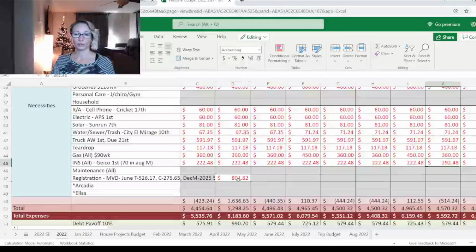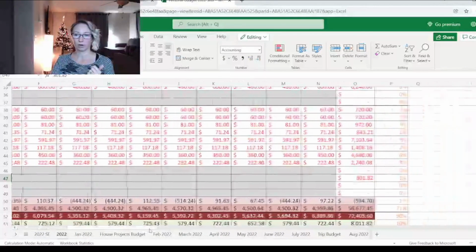Registration for the vehicles, I'm estimating $801. Obviously I haven't checked it recently, so this number could go down. Every year my car goes down a little bit, but with Ricky's new truck it kind of went up since last year. Last year, again, we spent about $600 worth of registration. This year I'm thinking it's going to be closer to $800.